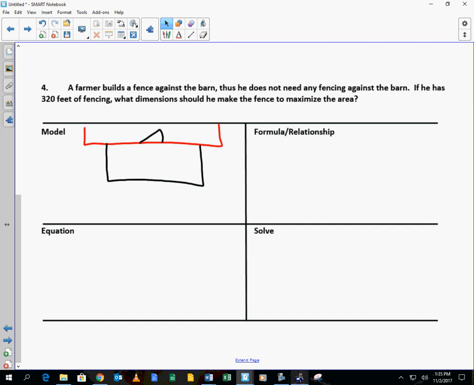So, what's the goal of this problem, folks? What am I trying to do? I'm trying to maximize the area. So area is length times width. So how do I want to label this?